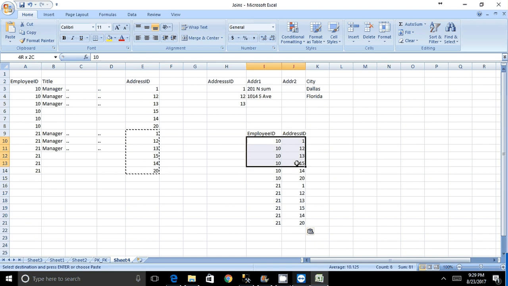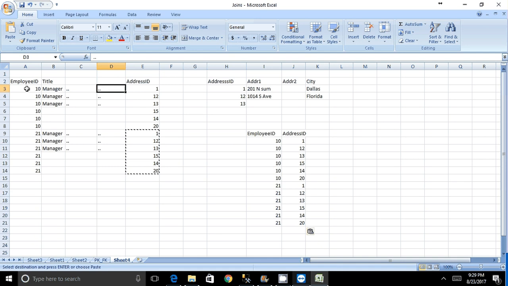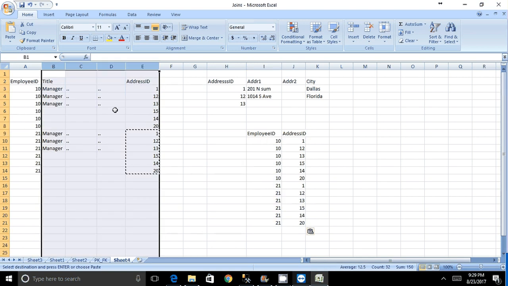Are you repeating everything which was there in the employee table? There were like 20 columns. Are you repeating all the 20 columns in here? No, you're just saying the ID that belongs to the address. So see how much redundancy is reduced. You are not repeating all the columns.